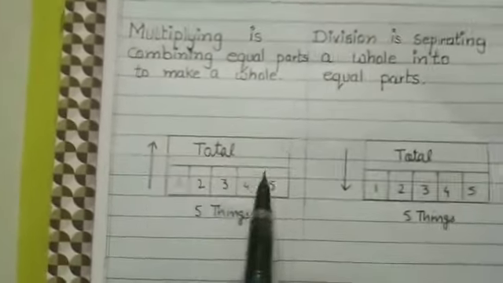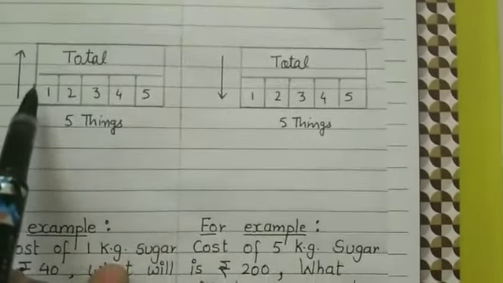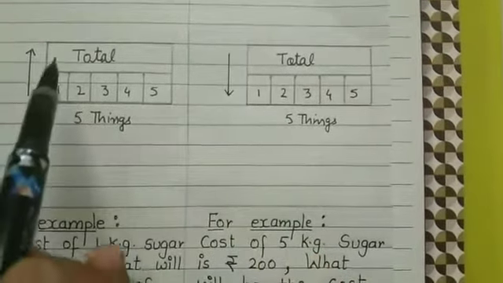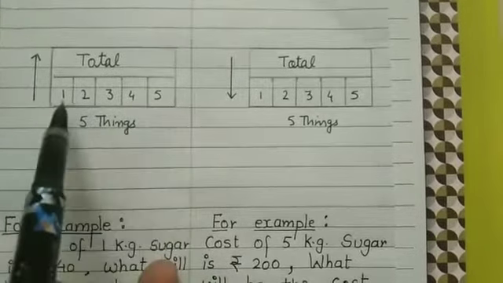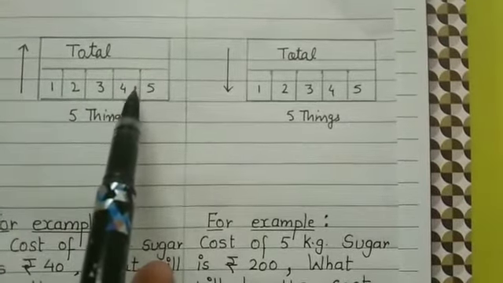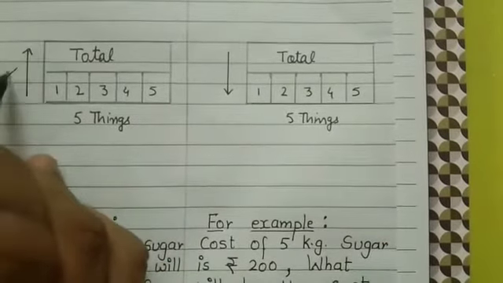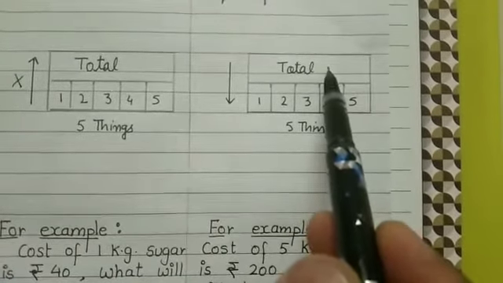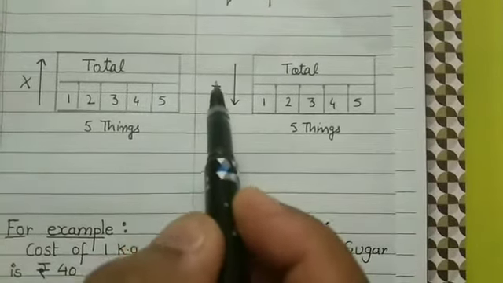Here, this is the total and I have divided this total into 5 parts. Similarly, the same thing is here. Now, if information about one thing is given and you have to find the total, then we will multiply. And if information about the total is given and we have to find about one item, we have to divide there.